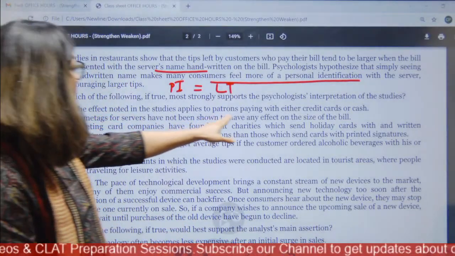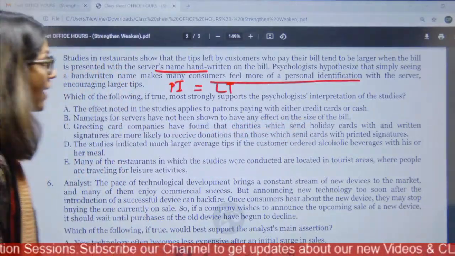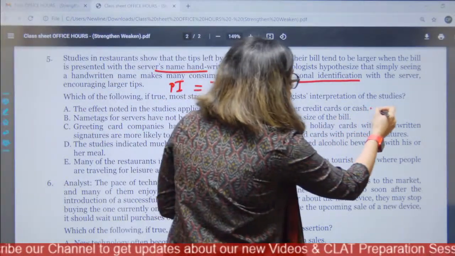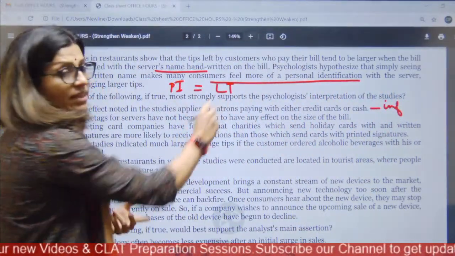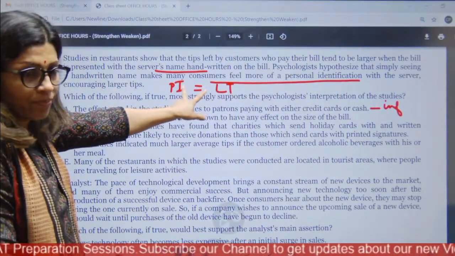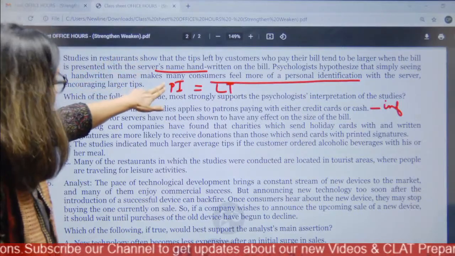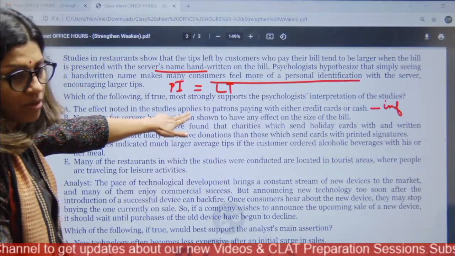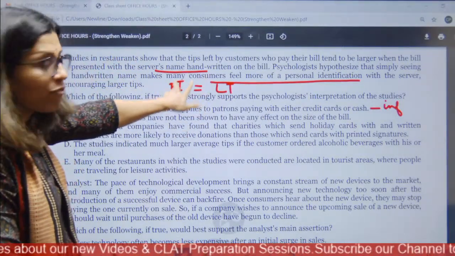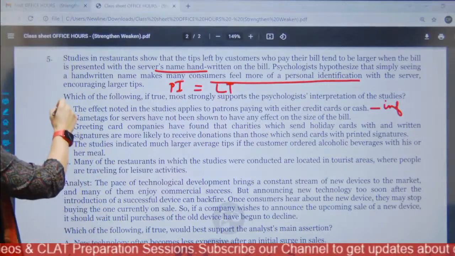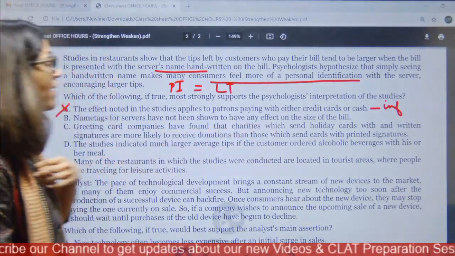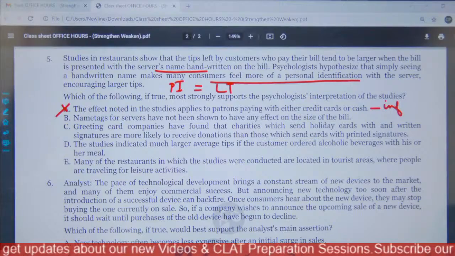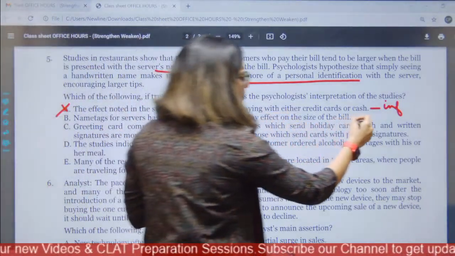The effect noted in the study applies to patrons paying with either credit card or cash. It's only adding more information, but is not strengthening this. It's not saying that yes, this is true. It's assuming this to be true and adding more information. We have to push this. We have to make this true. So this can be eliminated. Name tags for servers have not been shown to have any effect on the size of the bills. Now this is opposing it.